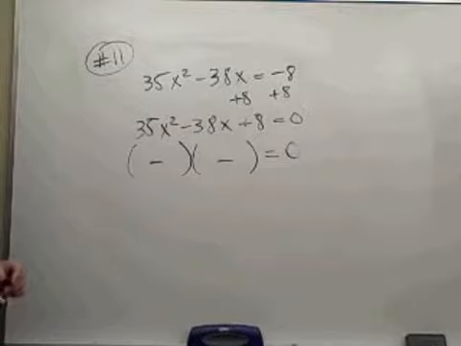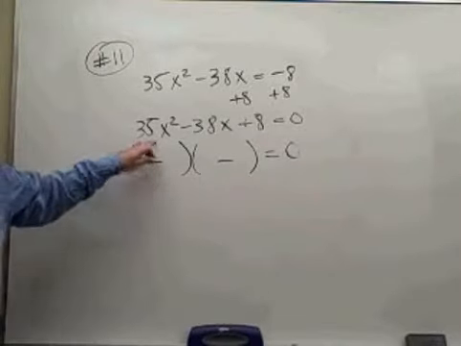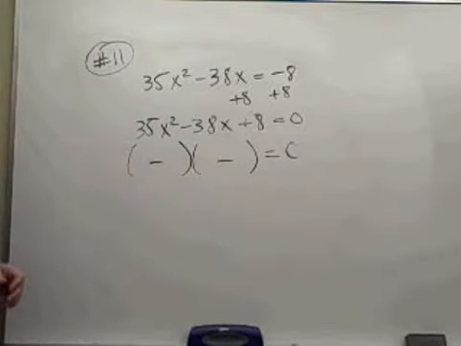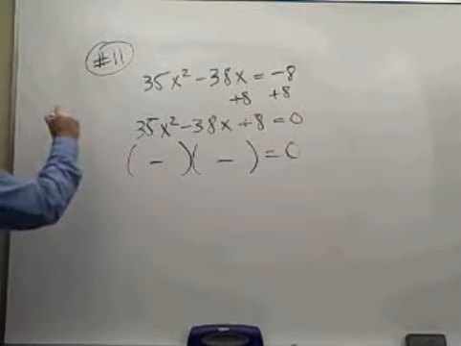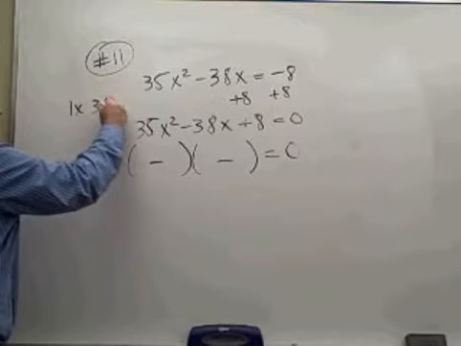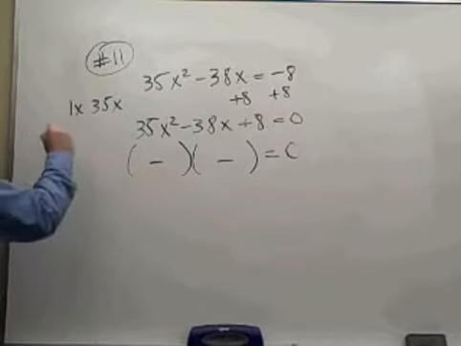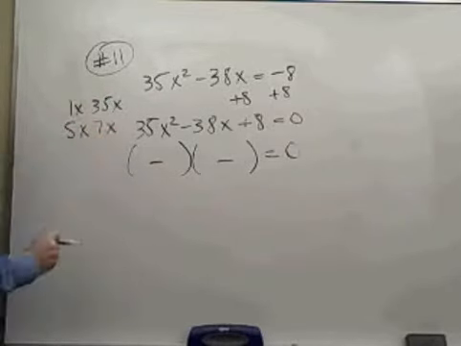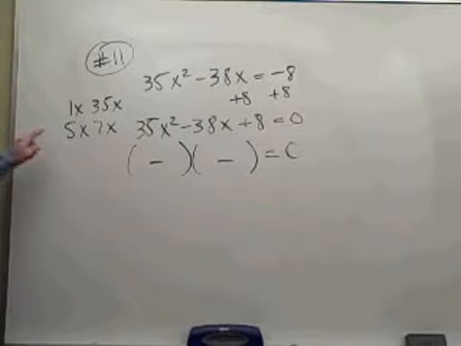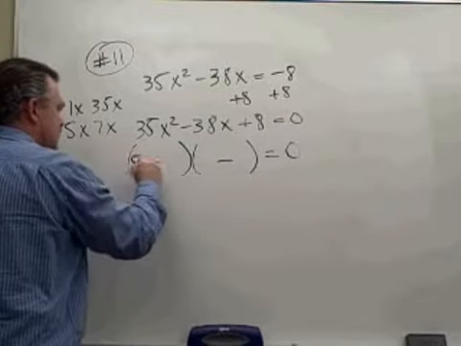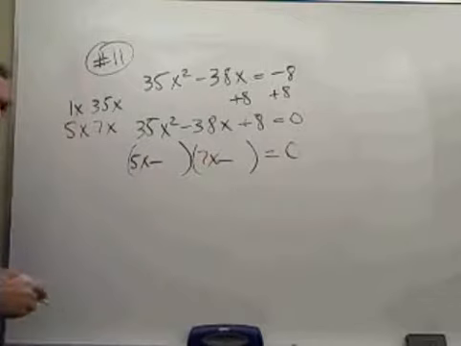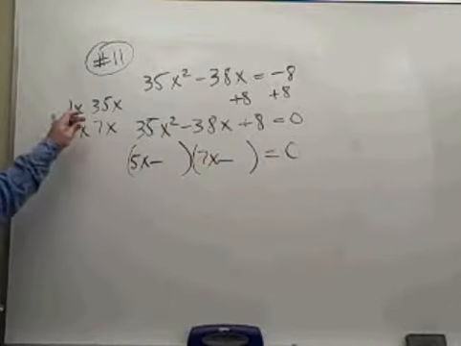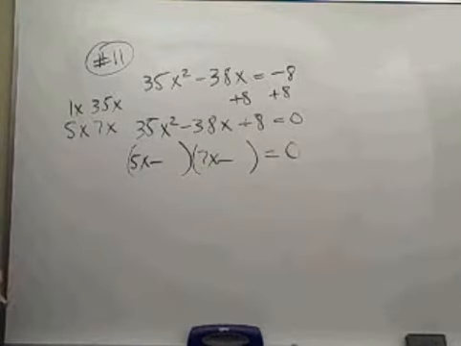I now have my signs in the binomials. Now, let's look at the first term, 35x squared. What can we multiply together to make 35x squared? Well, 1x times 35x, or 5x times 7x. Right? Let's try the 5x and the 7x. I generally try terms that are closer together like that before I would try the 1x and the 35x.